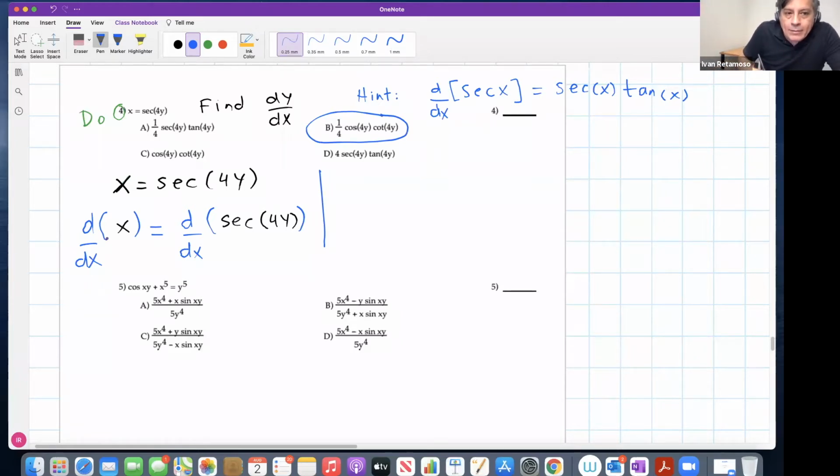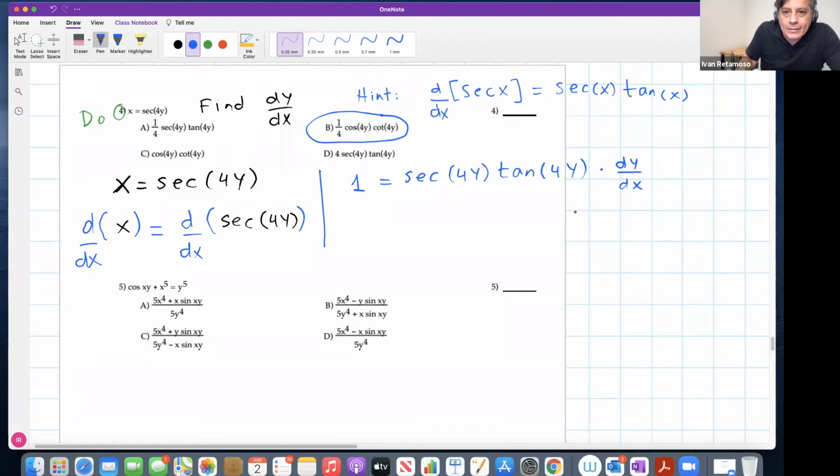So the derivative of x is just 1, right? The derivative of the identity function is just 1. Now, derivative of secant is secant multiplied by tangent, so we do secant of 4y times tangent of 4y. But remember, we are dealing with the expression in terms of y, not in terms of x, so we have to attach dy/dx. This is because of the chain rule.